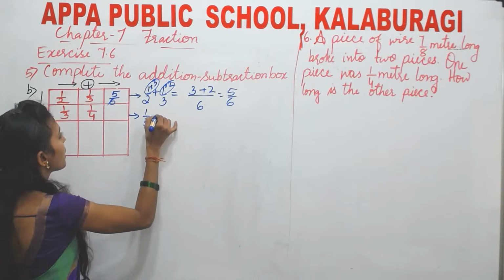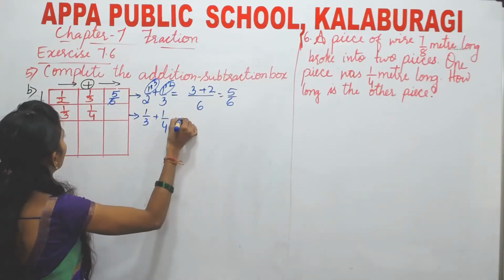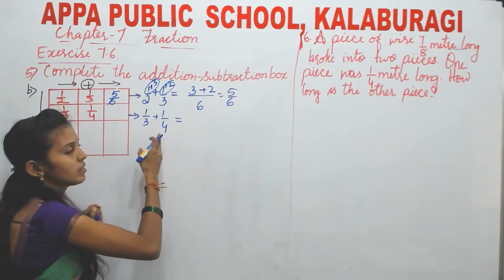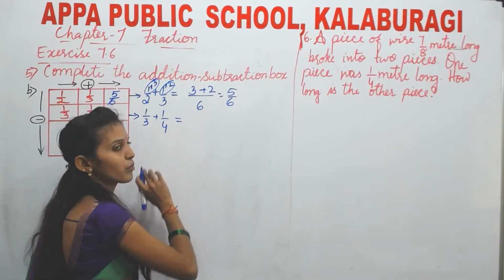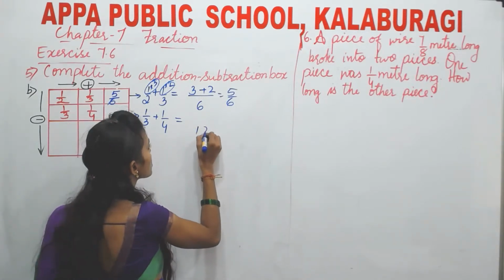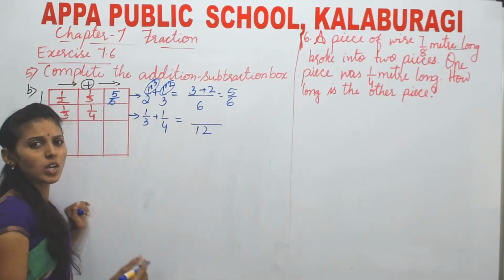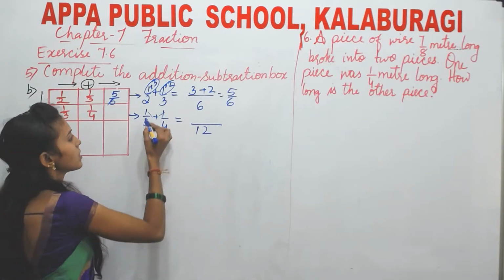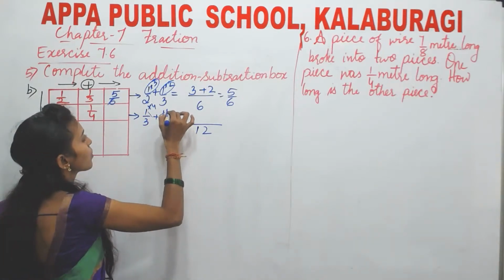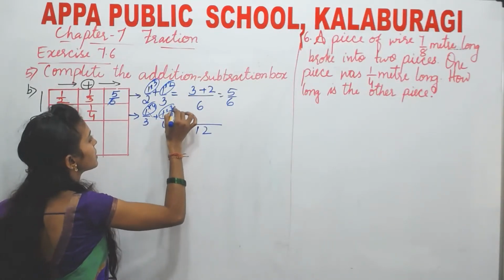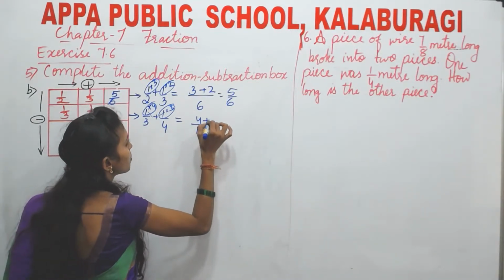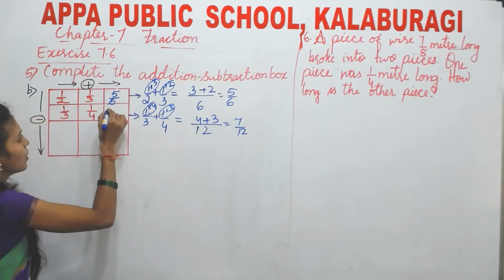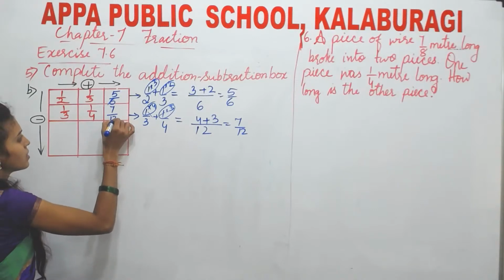Next, these two: 1 by 3 plus 1 by 4. Again, these two are co-prime only. Right? So the LCM is the product of these two. So 3 4s are 12. Or else you can use cross multiplication also. 4 1s are, 3 1s are, and 4 3s are. Like that. So 3 4s are 12, 4 3s are 12. Multiply these. 1 4s are 4 plus 1 3s are 3. 7 by 12. Okay? 7 by 12.